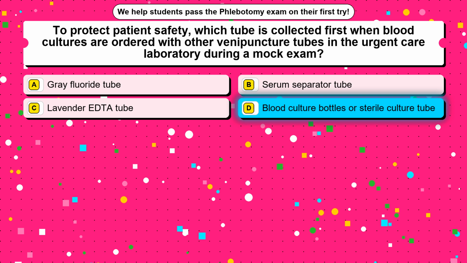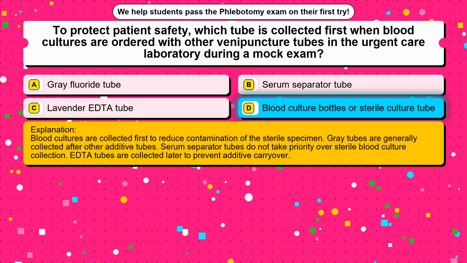The correct answer is option D. Blood culture bottles or sterile culture tube. Blood cultures are collected first to reduce contamination of the sterile specimen. Gray tubes are generally collected after other additive tubes. Serum separator tubes do not take priority over sterile blood culture collection. EDTA tubes are collected later to prevent additive carryover.